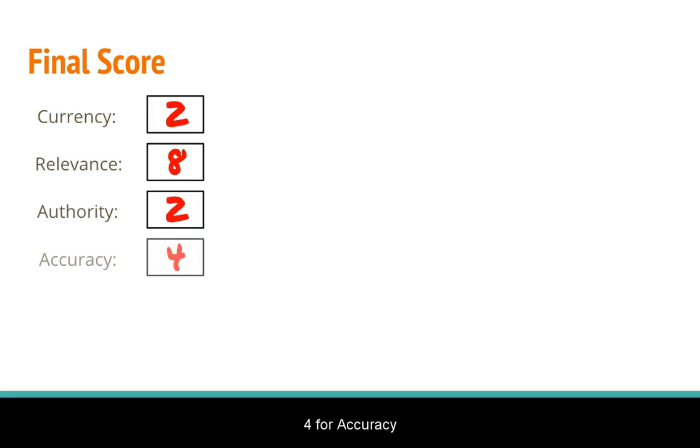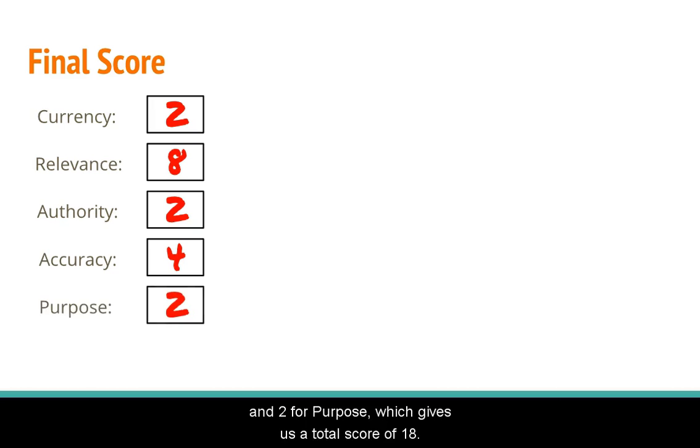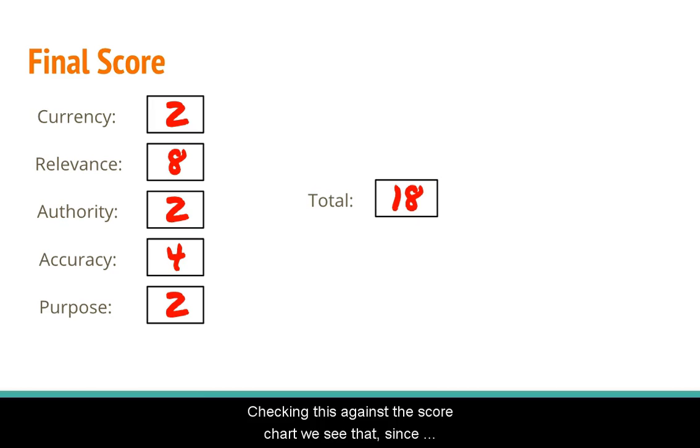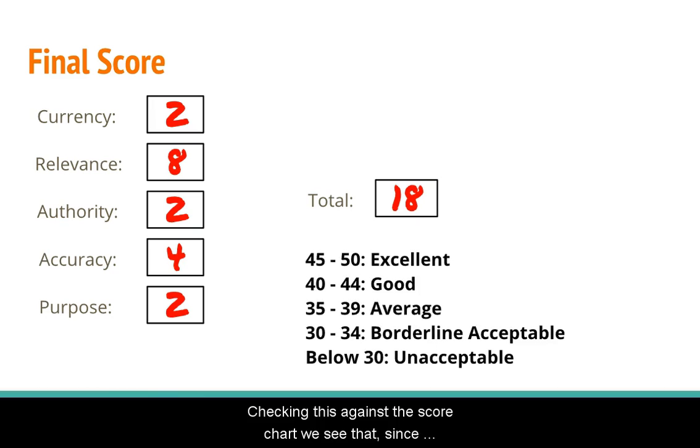So let's tally the total scores. 2 for currency, 8 for relevance, 2 for authority, 4 for accuracy, and a 2 for purpose, which gives us a total score of 18. Checking this against the score chart, we see that since this score is below 30, this website is an unacceptable source to use for our research.